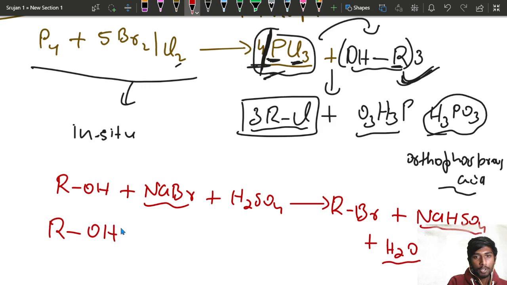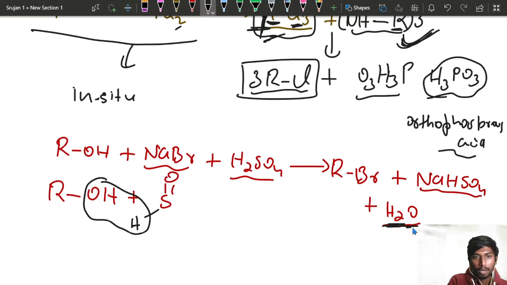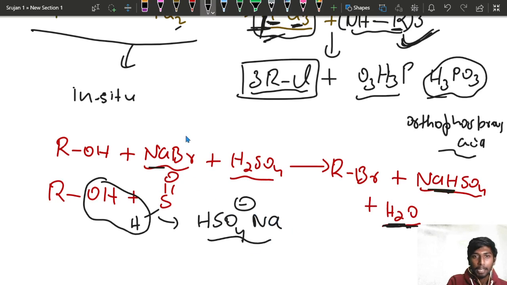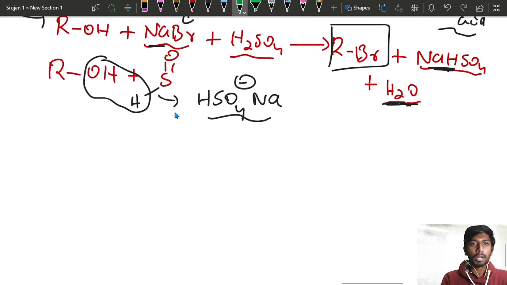You can see what reaction is going on here. Simple. Here there is OH and sulfuric acid. If you draw the structure, let me show how it is. H2SO4, you are having a hydrogen here, so this is removed as water. Here what is left is HSO4 minus, and this reacts with Na to form sodium bisulfate. Now what is left: bromine and the R group, and you are getting RBr. Simple, fine.